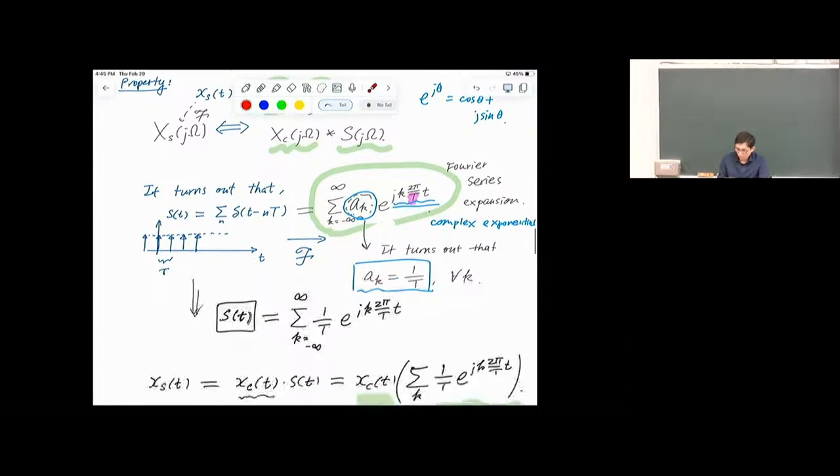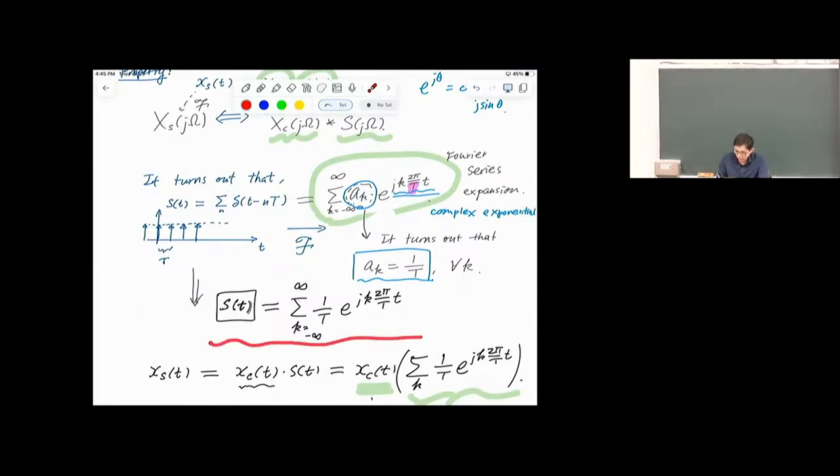Okay. So now we can finally happily write S of t as a summation of complex exponentials, and all the coefficients here are equal to 1 over T. So this is the equality that we can use. That turns out to be pretty useful. Okay, so next I'm going to show you why this is useful.